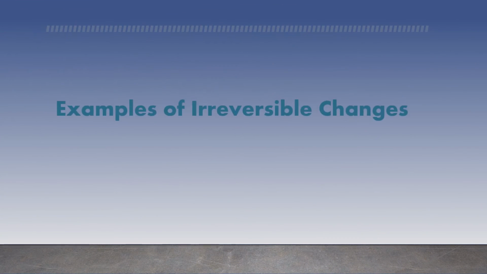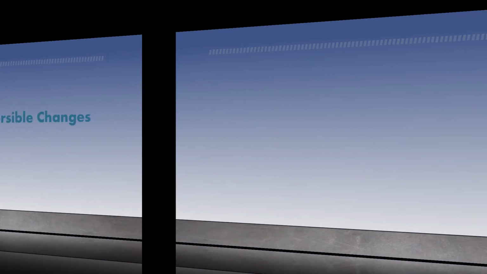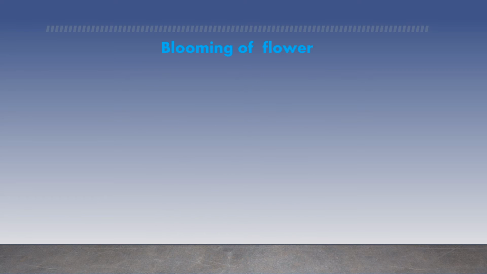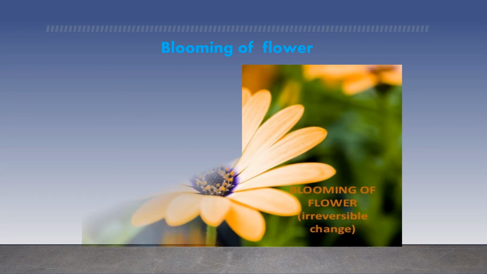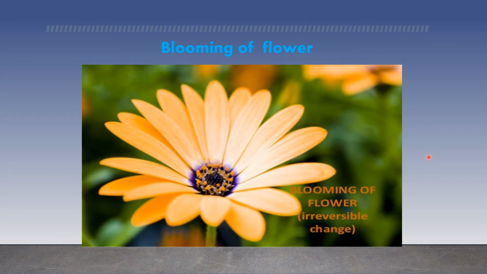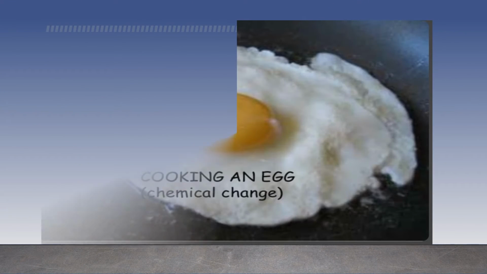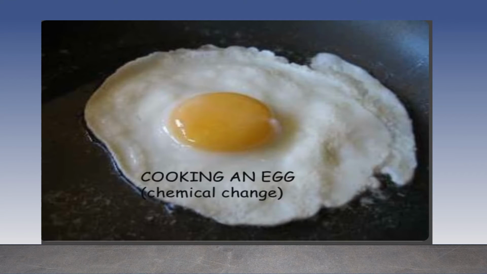Now there are some examples of irreversible change. The first example is blooming of a flower. You cannot go back to the bud stage. This is irreversible. Now cooking of an egg is again irreversible. You cannot get the raw egg back.